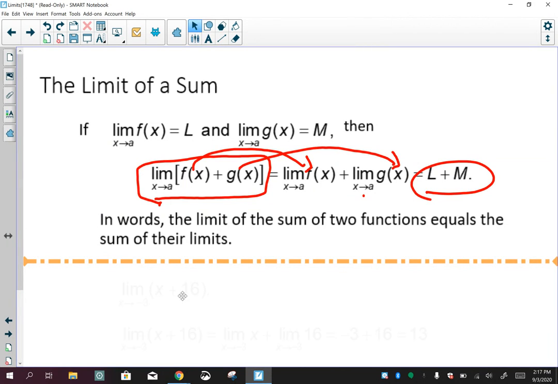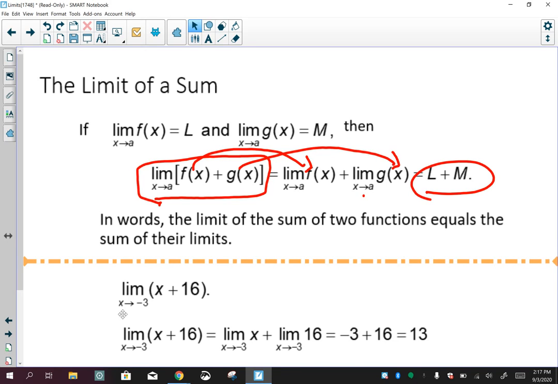So what that looks like is this. I've got the limit as x approaches -3 of x plus 16. So I'm going to take this x plus 16 and break it up. So here's my x and my plus 16. Then I'm going to evaluate each of those, add them together, and get my final answer. So when I'm looking at the limit as x approaches -3 of x plus 16, I wind up with 13 as an answer. So all it's saying is just take this really big problem and break it down into these smaller little problems and you'll get your answer.